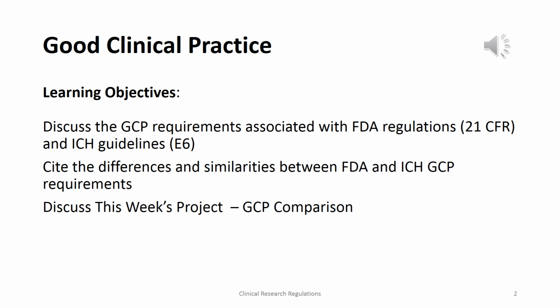Our learning objectives this week will be to discuss the GCP requirements that are associated with the Food and Drug Administration regulations, 21 CFR and their subparts, and also the ICH guidelines, specifically ICH E6. You'll find links to those on your Moodle page. We're also going to talk about citing the differences and the similarities between the FDA and the ICH GCP requirements. We're also going to discuss this week's project in a little more detail as we go along.